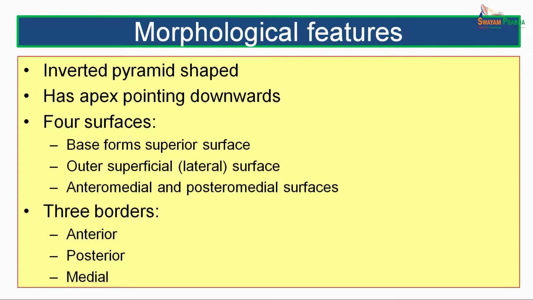It has three well defined borders: the anterior border which is between the superficial and the anteromedial surfaces, the posterior border which separates the superficial and the posteromedial surfaces, and the medial border which separates the anteromedial and the posteromedial surfaces.